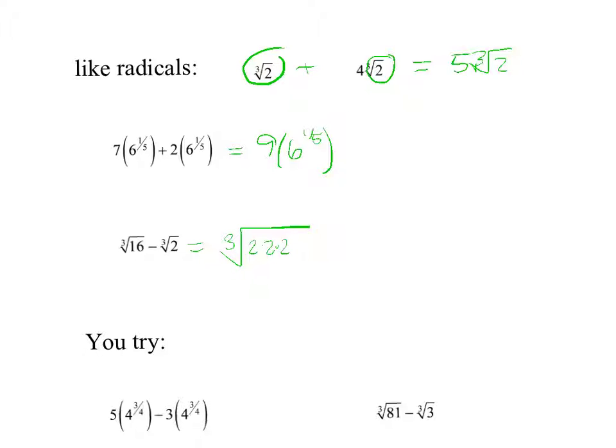2 times 2 is 4. Times 2 is 8. Times 2 is 16. So I have a grouping of 3 here that I can take out. So now I have 2 cubed roots of 2 left. And then I still have that guy, so minus 1 cubed root of 2.